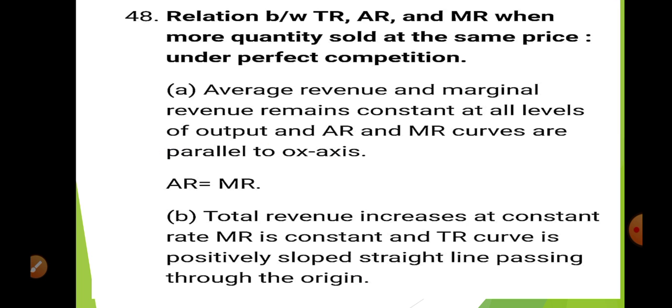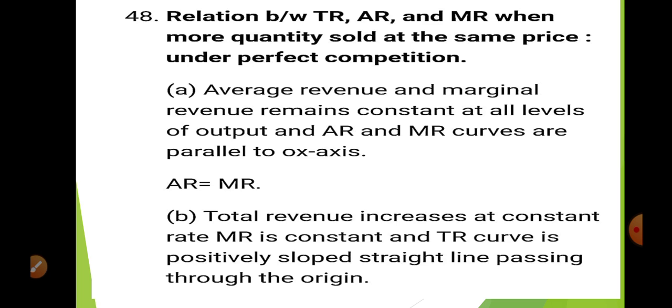Okay. Now, relationship between TR, AR, MR when more quantity is sold at the same price. That is, we are talking about the perfect competition. Perfect competition is a situation when there is no chance to increase the price. Why? Because everything is in perfect condition. Okay, so already sellers are selling their product at a minimum price, so they cannot decrease it, and increase in the price is also not possible because there is high level of competition.